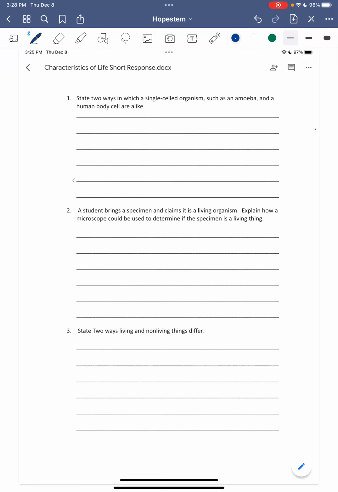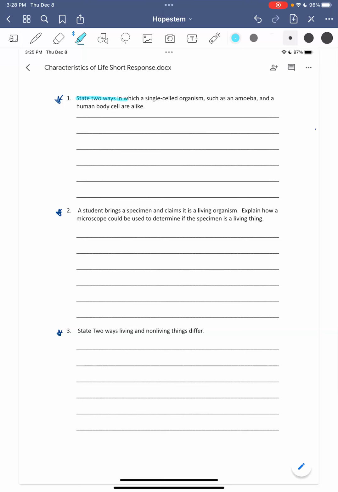All right, guys, so let's go ahead and do these short response questions together. Now, all of these questions were from a past Regents exam. So any questions that you see at this point, they were on a Regents exam from the past. So let's read the first one.